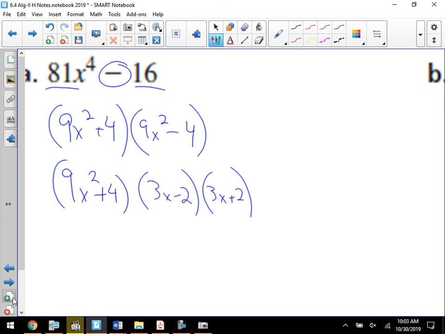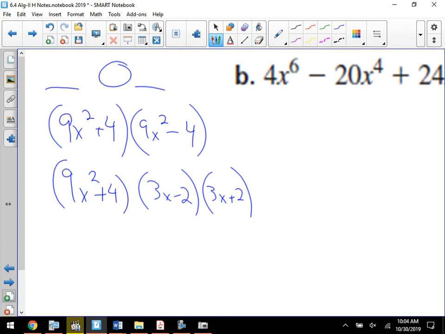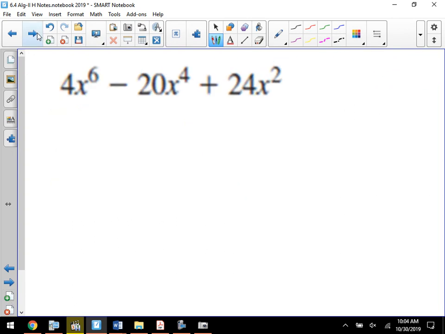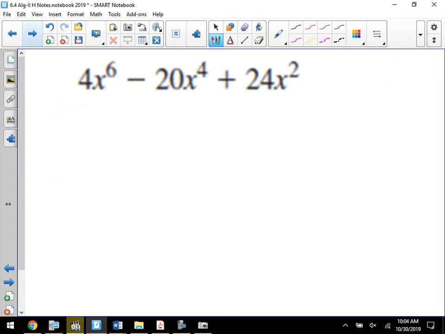All right. Now the other one's a little bit different, and I want to put this on a clean one. I think I have it on the next one here. Yes. 4x to the 6th minus 20x to the 4th plus 24x squared. And this is kind of the weird one that will show up from time to time, but yet it's probably the easiest.